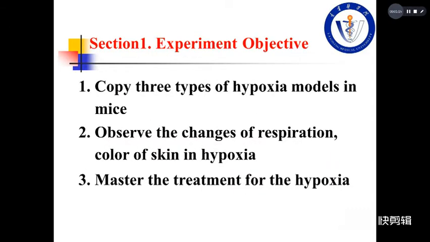Section 1. Experiment objective. It includes 3. First, copy 3 types of hypoxia models in mice. The second, observe the change of respiration and color of skin in different types of hypoxia. The last, master the treatment for the different hypoxia.